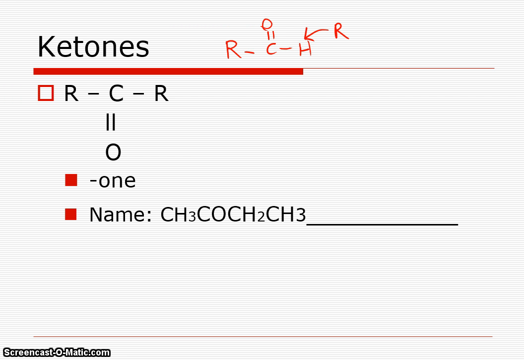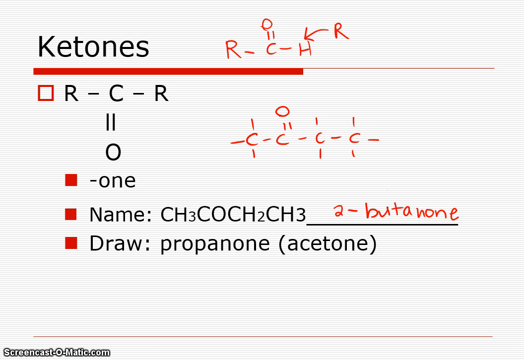So if we're going to draw this one, because it's much easier to do for drawing, we're going to have CH3. We're going to have C, the O is right next to it, so double bond O. Then CH2, CH3. We have 4 carbons, and so we know that that's butane. So we're going to call it butanone. But now we have to specify where this oxygen is double bonded. Well, it's double bonded on the second carbon. So we're going to call it 2-butanone.